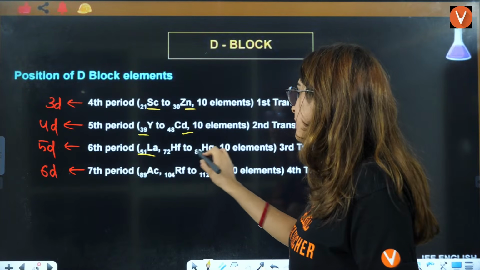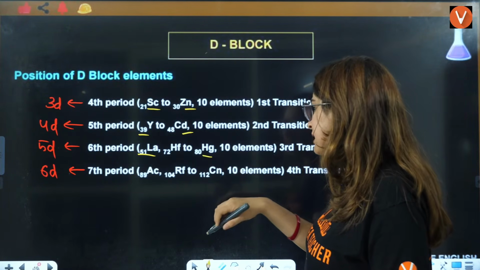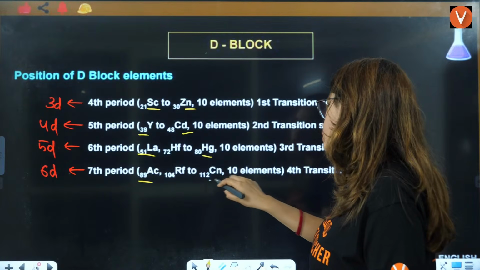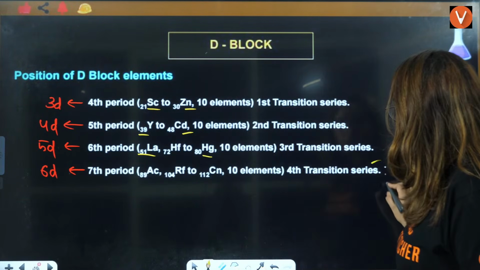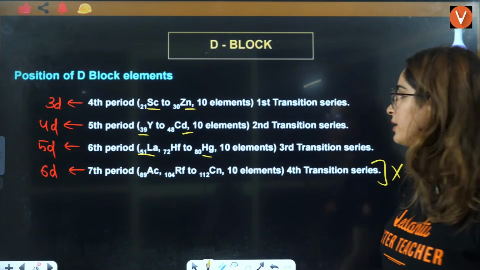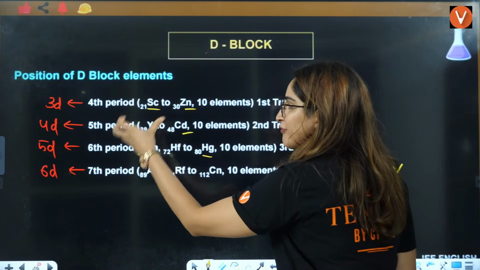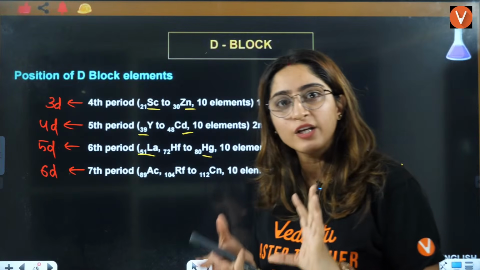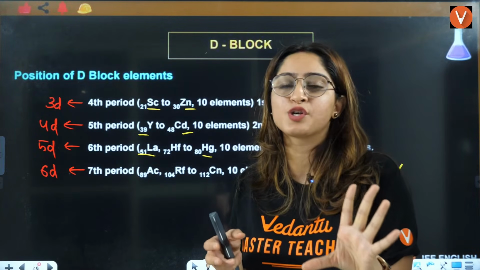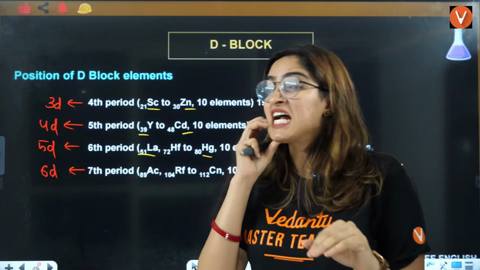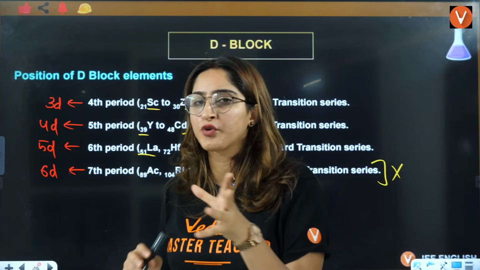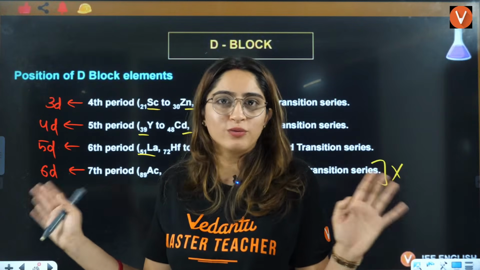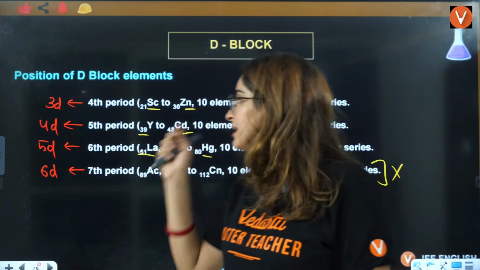This is lanthanum to mercury, and this is actinium to Cn, right? This is not in your syllabus. This you don't have to learn. 3D, 4D, 5D comparison is there in your syllabus. For sure, they can ask you questions based on comparisons, and direct questions. If you know it, you will be able to answer within seconds. If you don't know, then you don't know. As simple as that.